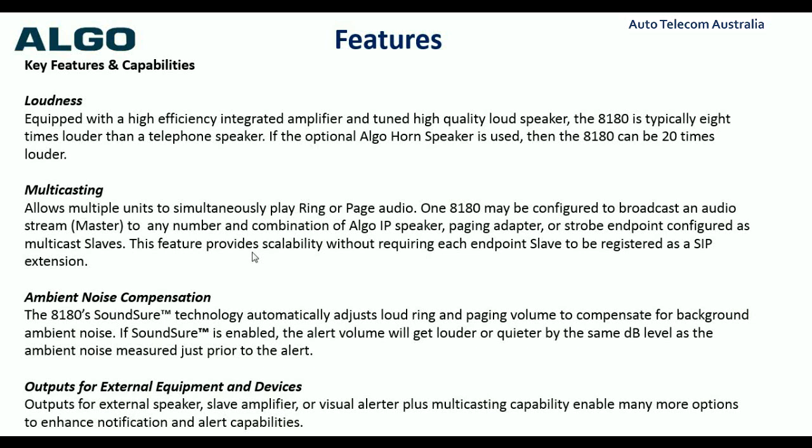Multicasting, we've talked a bit about that, so we won't go too far into that master-slave relationship. There's ambient noise compensation using SoundCare, their trademark technology. An example would be in a quiet room like I'm in right now: when a phone call comes in, it's not going to blast across noisily, it's going to tune itself to the amount of noise in the room, so it's softly ringing. But if I had 20 people in this room talking really loudly, the Algo 8180 is going to adjust the ringing so that people can hear it over the noise. And we've got outputs to external equipment and devices, loudspeakers, etc.